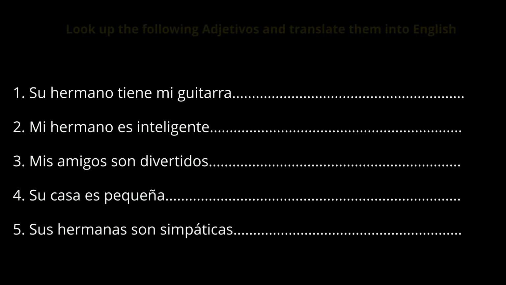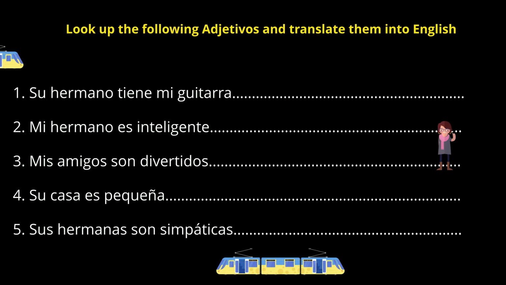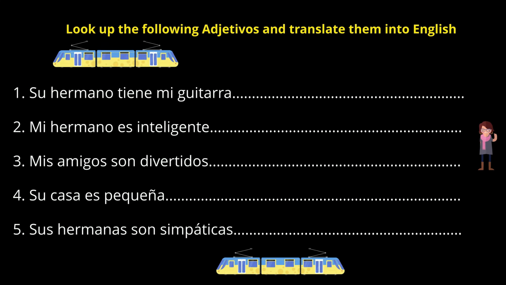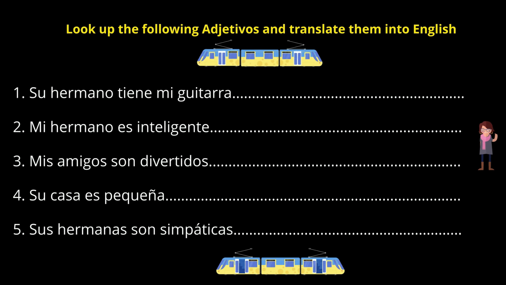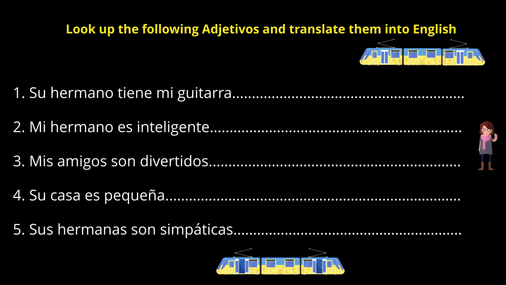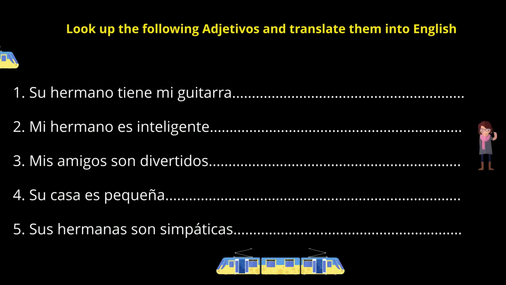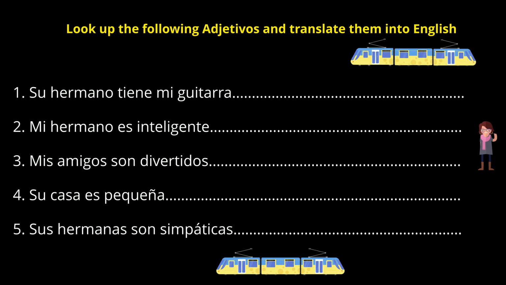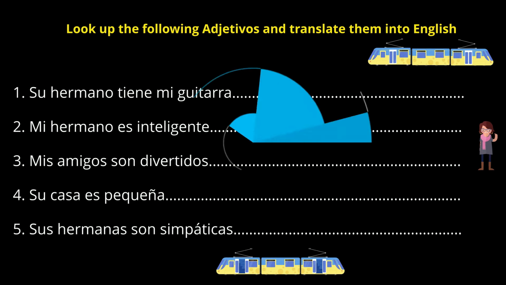Muy bien, excelente. Now, look up the following adjetivos and translate them into English. So we'll do it the other way around. Depending on how confident you feel with these exercises, you may want to rewatch the video. Check it out once again and go through the main points in order to memorize all the different possessive adjectives in Spanish. Your teacher may also decide that you may need to work in pairs or in smaller groups, but see if you can also complete these exercises on your own.